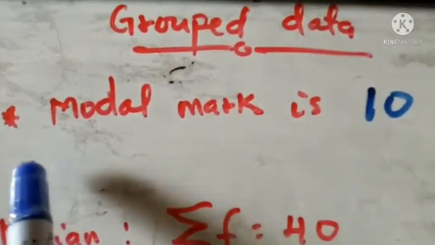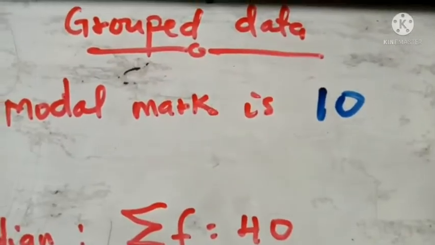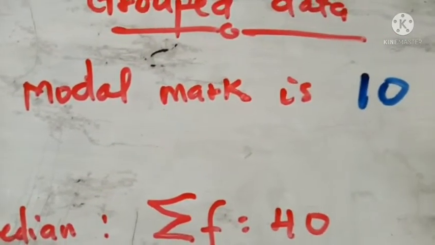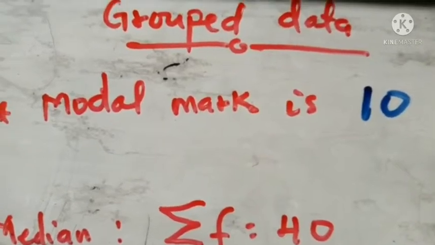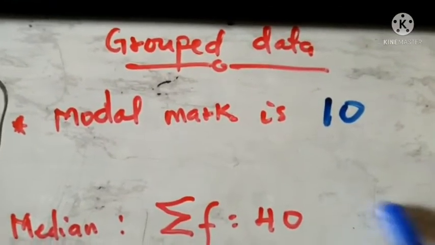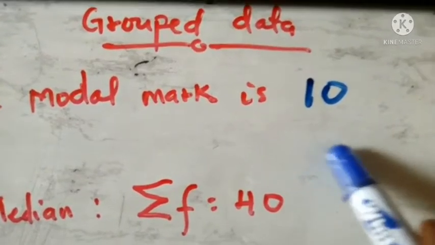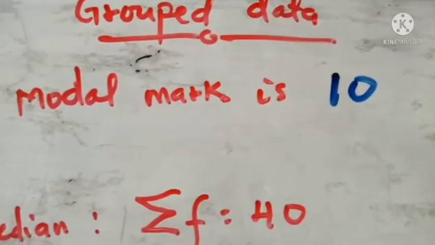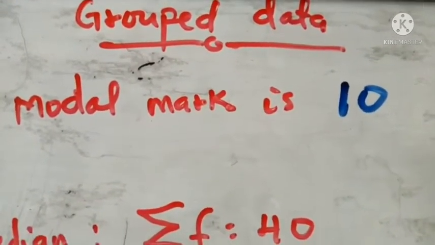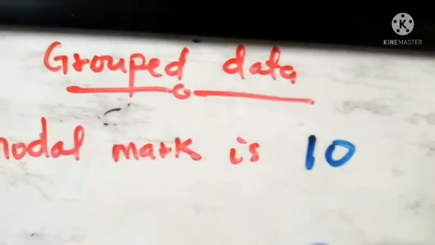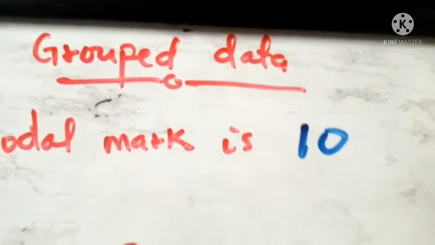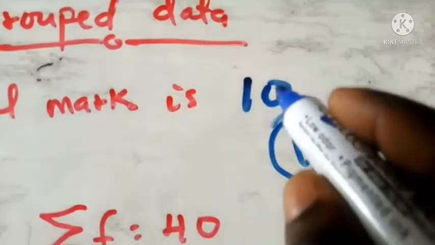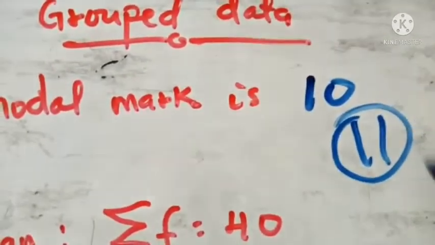The meaning of the modal mark, as you all know already, is the mark that appears most, or which mark students scored most in the test. From the table you can see that 1, 2, 3 up to 11 students scored 10 marks, right? That is the highest number of people that scored any mark in the test. No other number is greater than 11. So in that case, the modal mark is what? 10, right? 11 people scored 10, so the modal mark is 10.